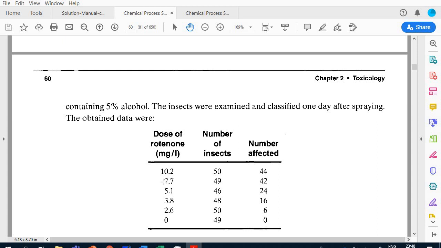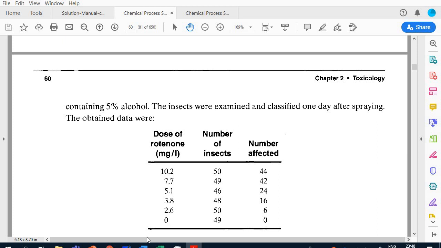were affected by that dose. If you apply a dose of 7.7 milligrams per liter on 49 insects, you find that only 42 were affected. If you divide 42 by 49, it will tell you the percentage affected from the insects, and so on. If you go to the dose of 5.1, you will find that 24 out of 46 were affected, and so on.